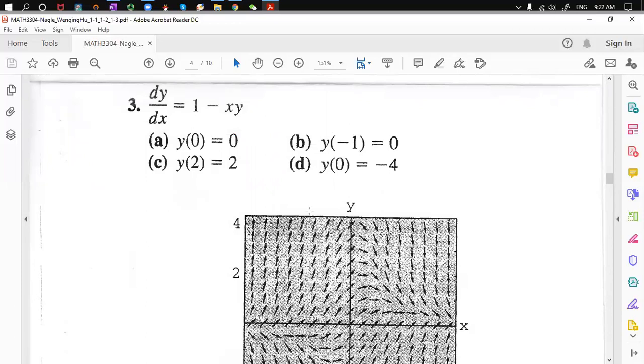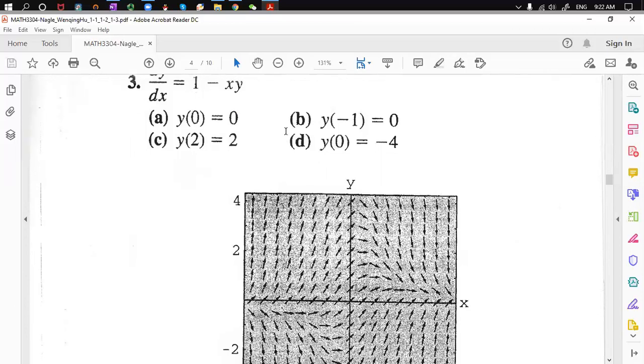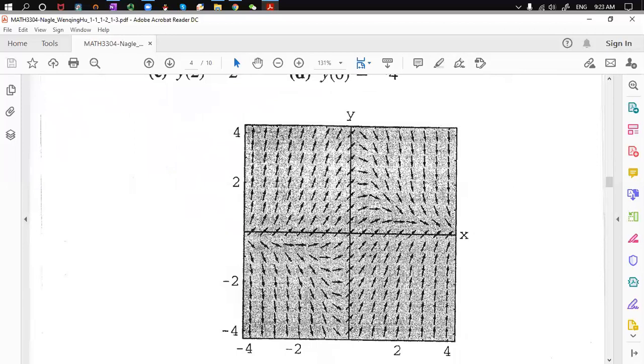So that means if you're on, let's say, the y-axis, no matter where you are on the y-axis, your slope is going to be 1 because x is equal to 0. So the slope is 1. So you must have a 45-degree slope field along the whole y-axis. For the same rationale, you're going to have 45 degrees along the x-axis, right? So that's a 45-degree direction.